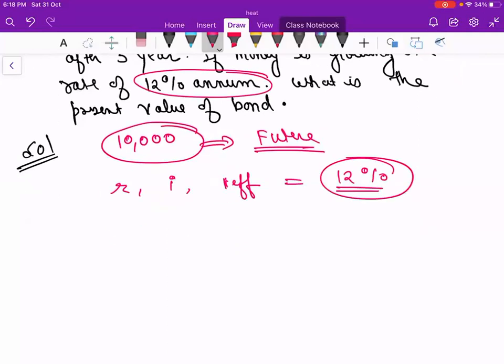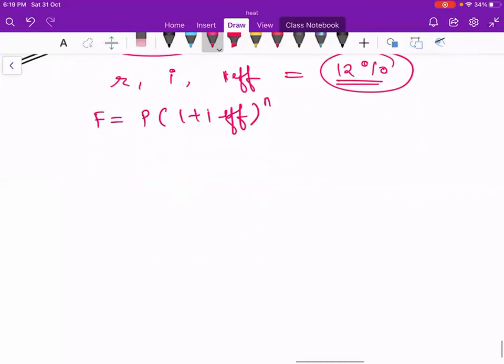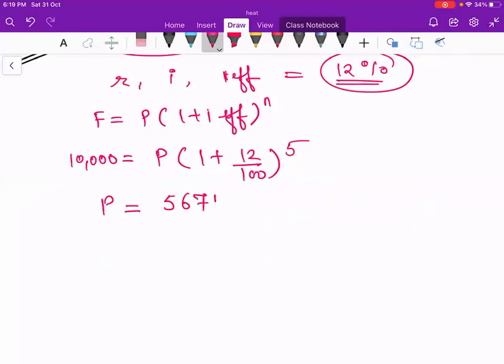You don't need to worry. So now 12% is given, and you have the formula F equals P(1 + I effective) to the power N. How many years? 5 years. Future value they have given is 10,000 rupees. Present value you have to calculate: P(1 + 12/100) to the power 5. How much P are you getting? 5674 rupees.